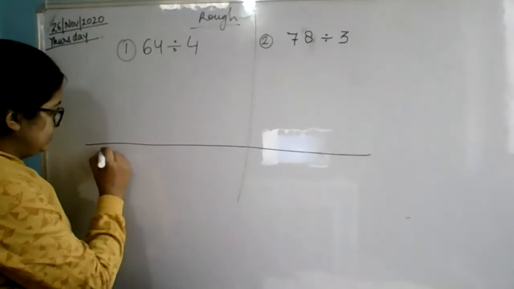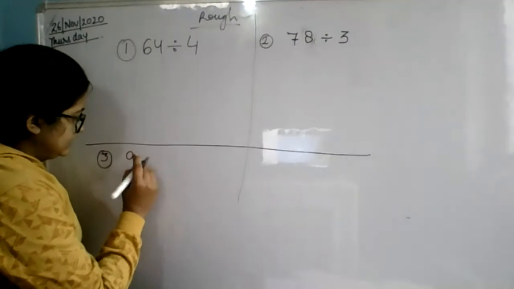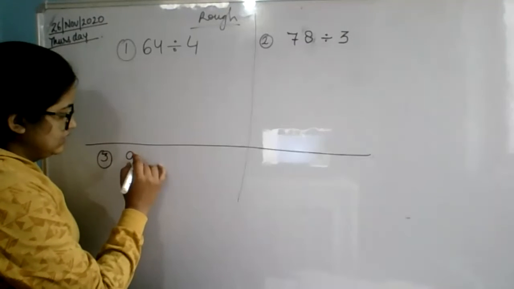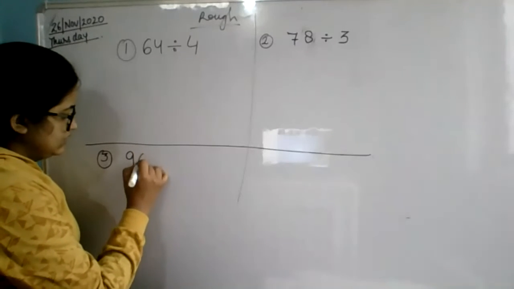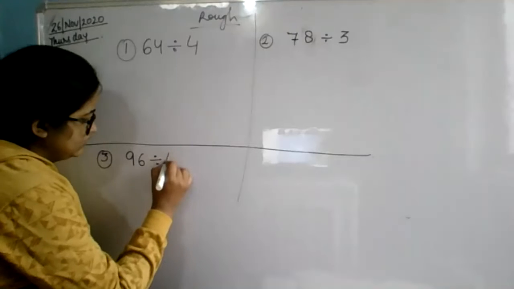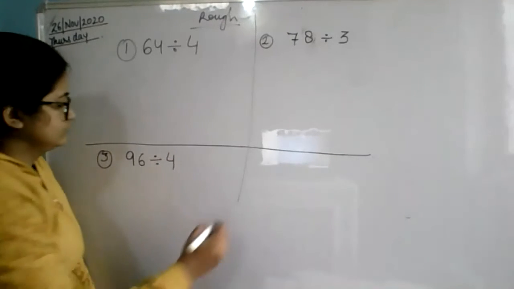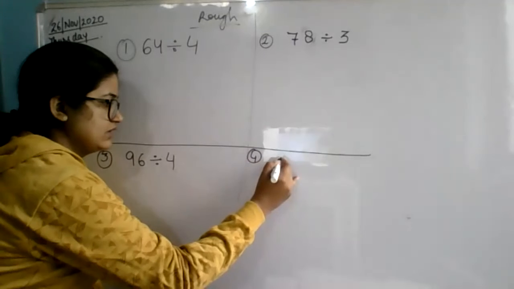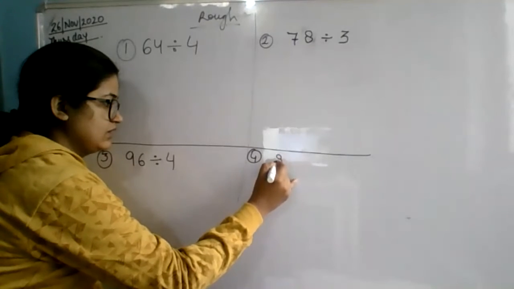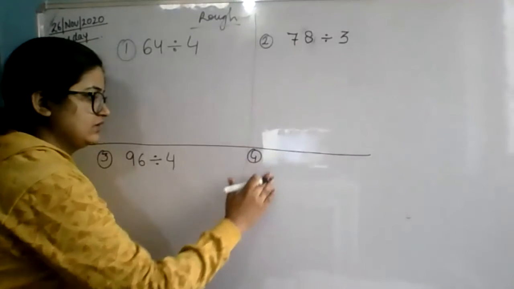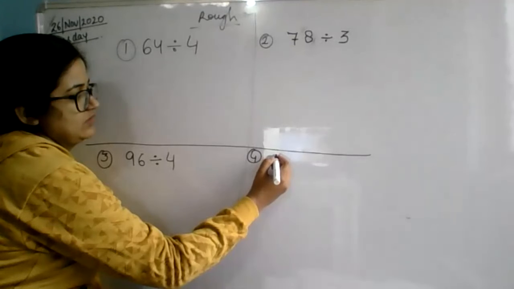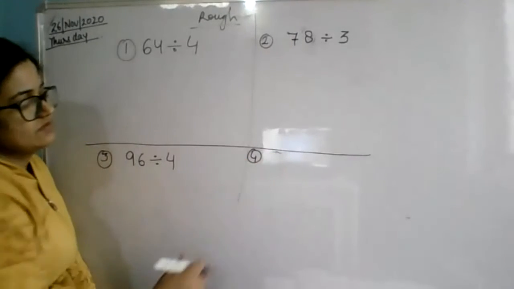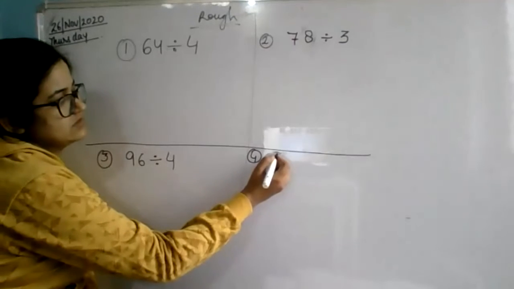Okay, third one: 96 divided by 4. Fourth one is 8,977.